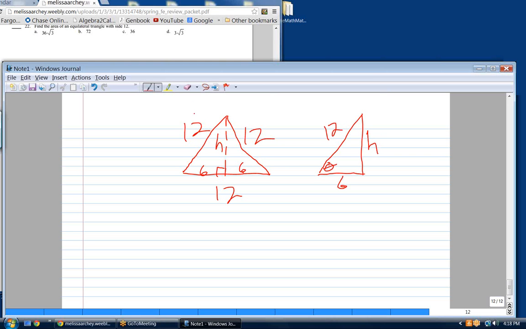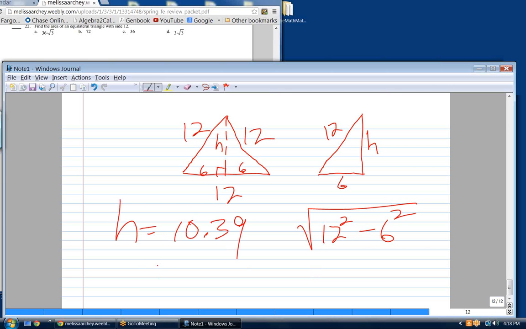What's the angle right there, theta? The square root of 12 squared minus 6 squared comes to 10.39. So h is 10.39. So what's the area? Oh, base times height. So, roughly 60. Well, I guess I should times that by 6 and divide it by 2.